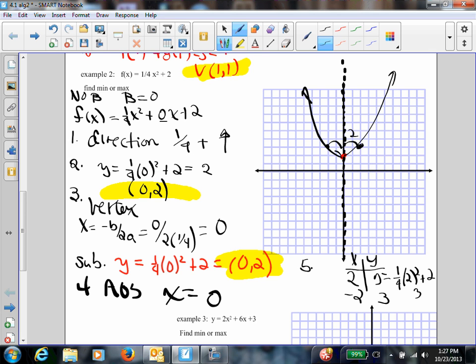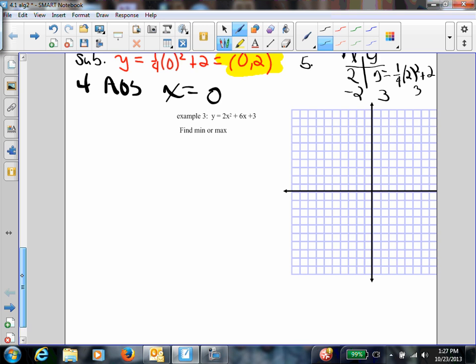Because this is the one that I solved for when x was 2, right? And that's 2 units away from my axis of symmetry. So I've got to go 2 units to the left to reflect it. If I go 2 units to the left, that leaves me at (-2, 3).